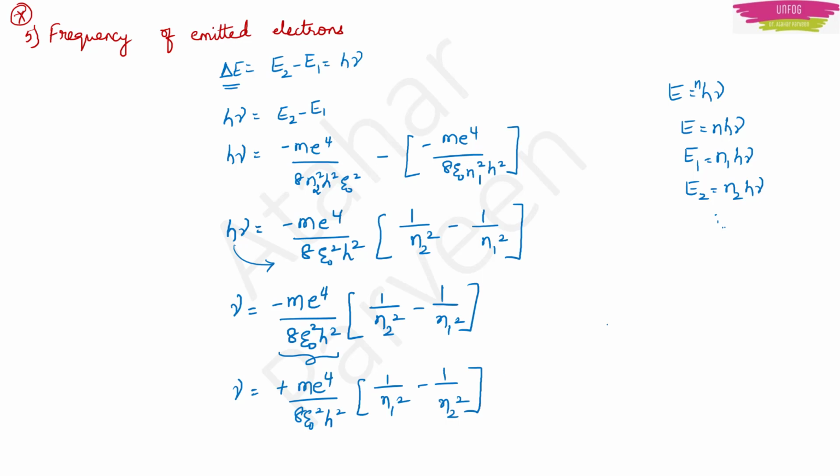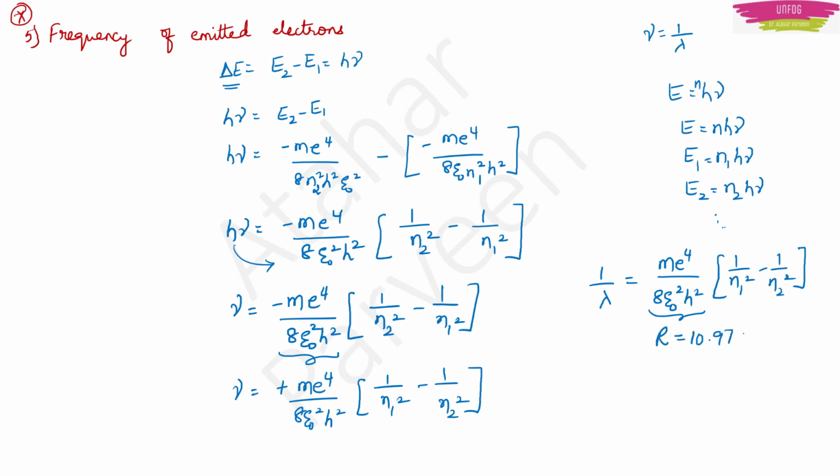So this will happen. Now on the left hand side, in place of frequency, I can write it as 1 upon lambda or wavelength, because frequency and wavelength are inversely related. So 1 by lambda is equal to m e to the power 4 by 8 epsilon naught square h square into 1 by n1 square minus 1 by n2 square. Now this constant is there, no. This constant is nothing but R, Rydberg's constant. This is equal to 10.97 into 10 power minus 6 meter. Okay. It is called Rydberg's constant.